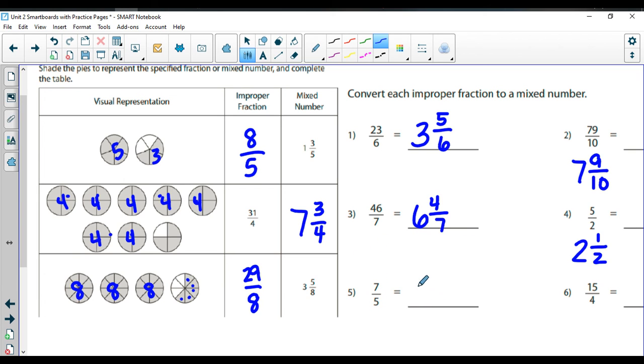7 divided by 5 goes in once, and there are 2 left over. Keep the denominator. Final one for today, 15 divided by 4. 4 only goes in 3 times. 4 times 3 is 12. That leaves me with 3 remaining, 4 as my denominator. So that wraps up your final problem for lesson 2.1, the Fractions Introduction Practice Packet.